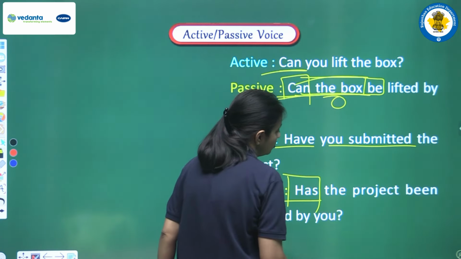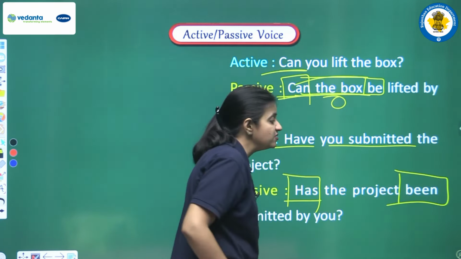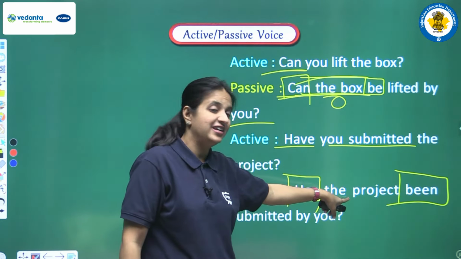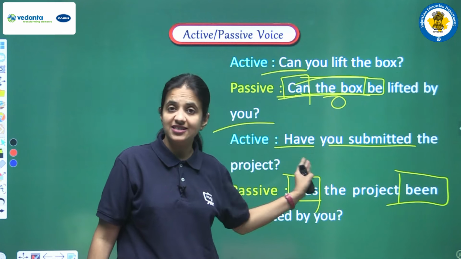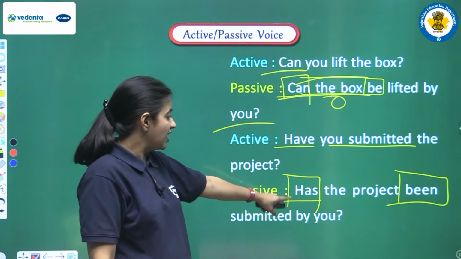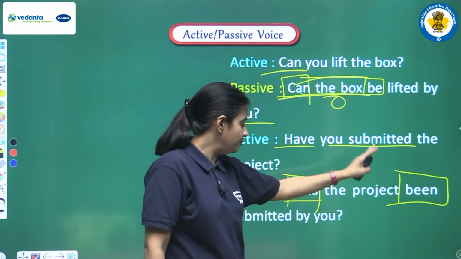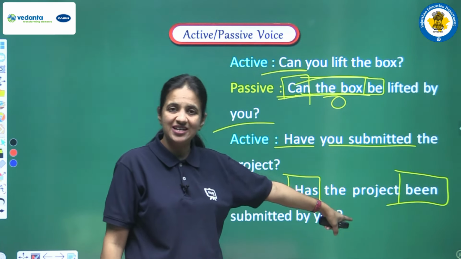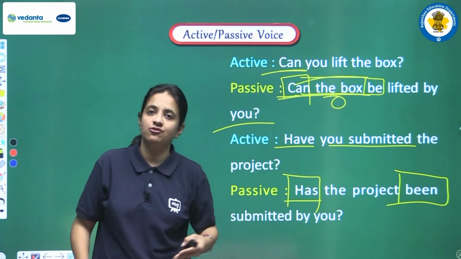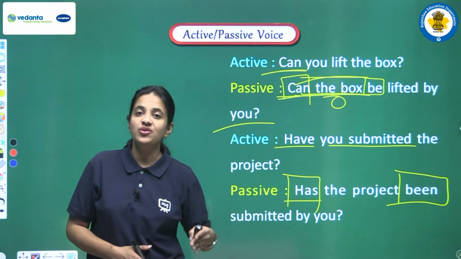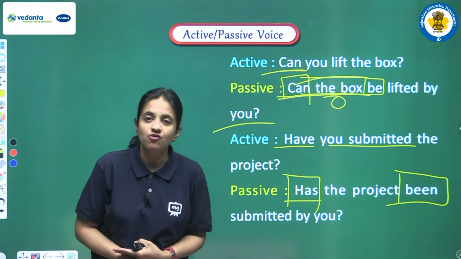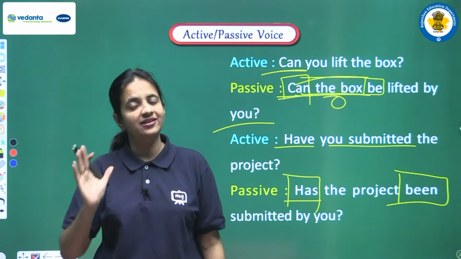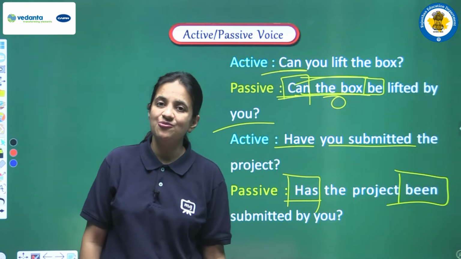So in this sentence also we are not using has been, these two words together. In between these two words we are writing the object, because this is the structure of an interrogative sentence. So our answer is: has the project been submitted by you? And yes, a question mark at the end of the sentence, because we cannot change the form. If you are having interrogative in active voice, then while making passive voice you have to maintain the same form, the same pattern that we are having in active voice.